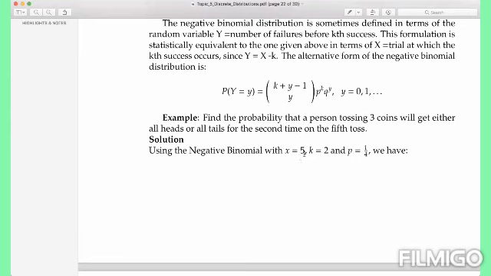Find the probability that a person tossing 3 coins will get either all heads or all tails for the second time on the 5th toss. So what comes to your mind now? Now that I'm interested in the second time. The geometric was just interested in the first time and then it stops. Now this means that your k is 2. 5th means there are 5 trials.